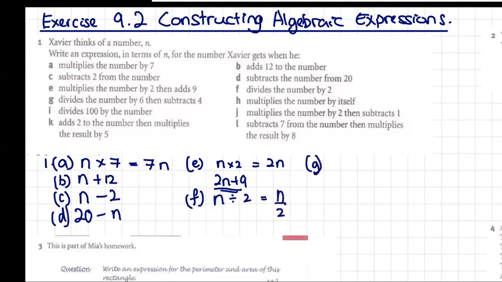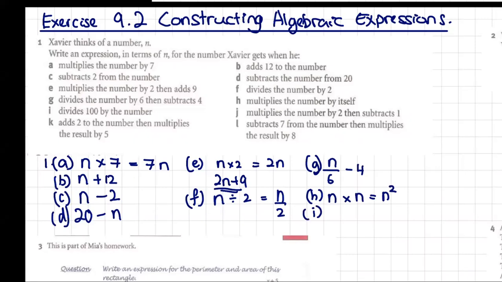So the question G, divides the number by 6. So we're going to divide first and then only subtract. So what happens is we need to divide by 6, and then I subtract 4. If you write it like that, then immediately you get the answer. Look at H. Multiplies the number by itself. So n multiplied by itself, n times n. There's a simplification here, it is n squared.